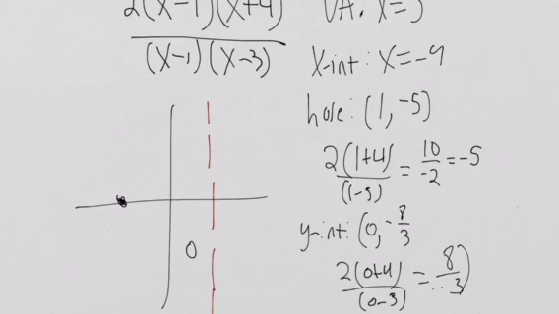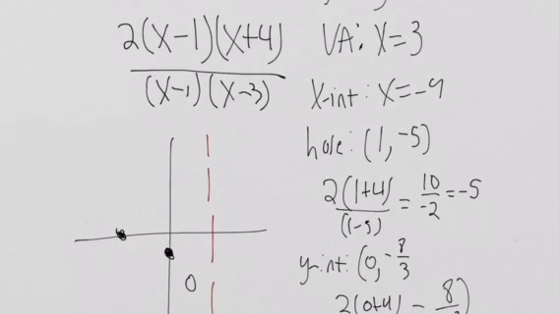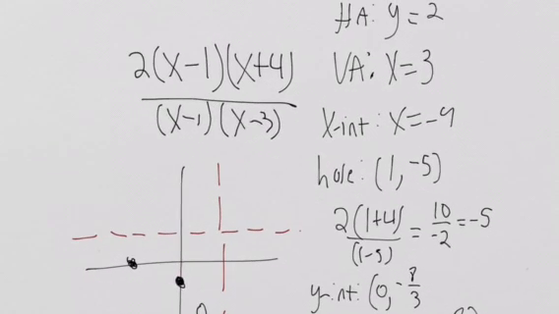Y-intercept happens at 0 comma -8/3. So that's going to be like about -3-ish, right? So it's going to be above -5. Okay, about right there. Okay, we have a horizontal asymptote at 2, so let's put that in. And that's all our information.